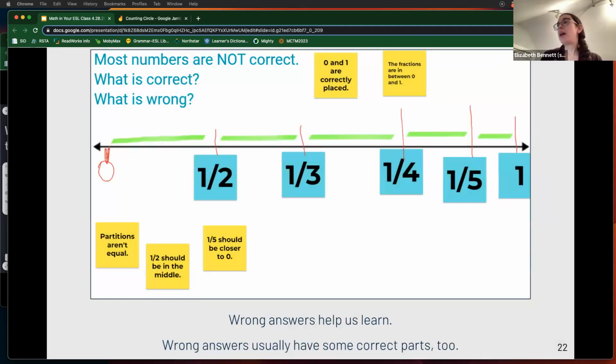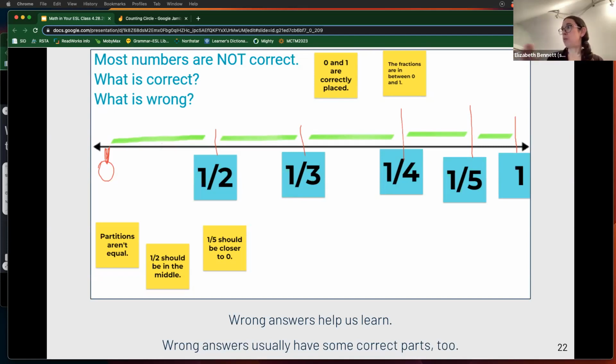And then also, I try to be, like I said before, very explicit about, like, wrong answers are helpful. Wrong answers help us learn. I took this example of student work. We were trying to sequence fractions on a number line. And of course, you can see none of the fractions are really correctly placed. But we looked at, what is correct? What did this student do well? Because they are showing some understanding.